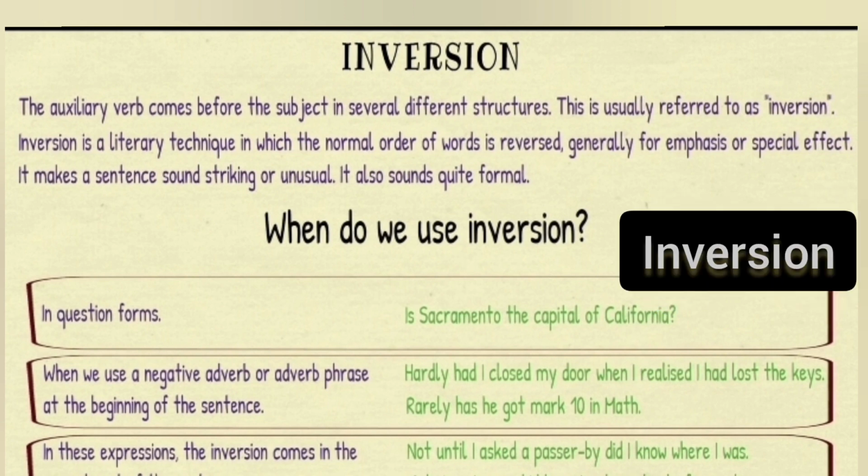Inversion is a literary technique in which the normal order of words is reversed, generally for emphasis or special effect. It makes a sentence sound striking or unusual. It also sounds quite formal. So to make it short, we use inversion for emphasis, for special effect, and also to make a sentence sound formal.